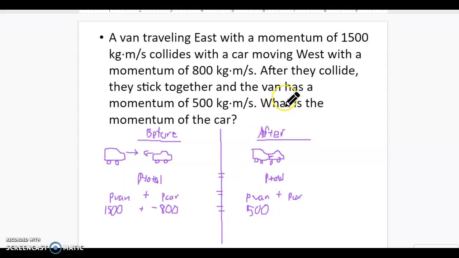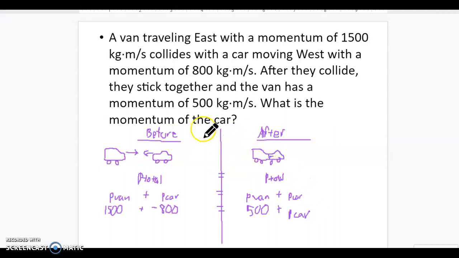On this side, what is the momentum of the car? So this is the thing that I don't know. So, momentum of the car. And now I have my equation set up. This is the trickiest part of the problem, getting it set up to this point. Because if you can get it set up to this point, doing the math is really easy.